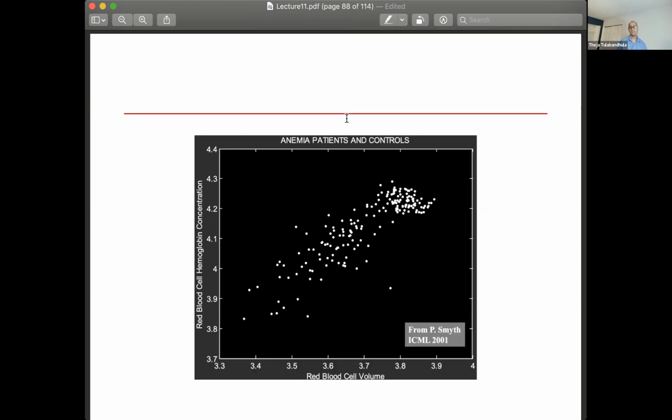Okay. So here's an example from a real data set. So this is anemia patients and controls.